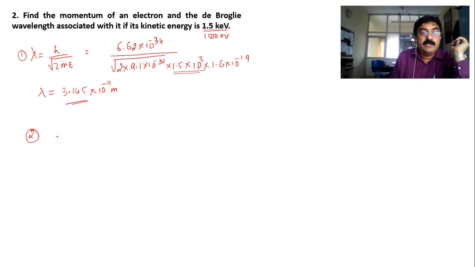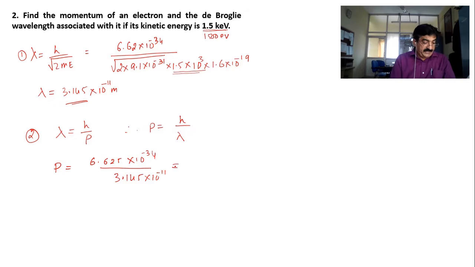Second part of the problem, momentum. Lambda is equal to h by p, therefore p is equal to h by lambda. So p is equal to 6.625 into 10 power minus 34 divided by lambda, which is already there, 3.145 into 10 power minus 11. So simplify this. 6.625 into 10 to the power of minus 34 divided by 3.145 into 10 to the power of minus 11 comes out to be 2.10 or 2.11 into 10 to the power of minus 23 SI unit.